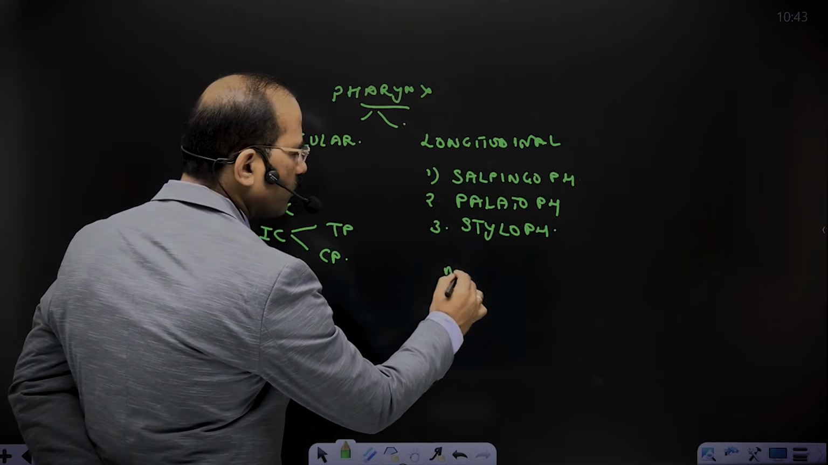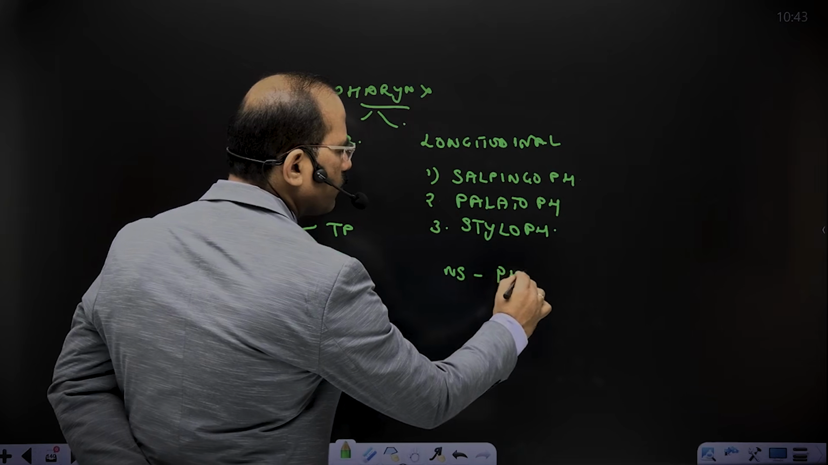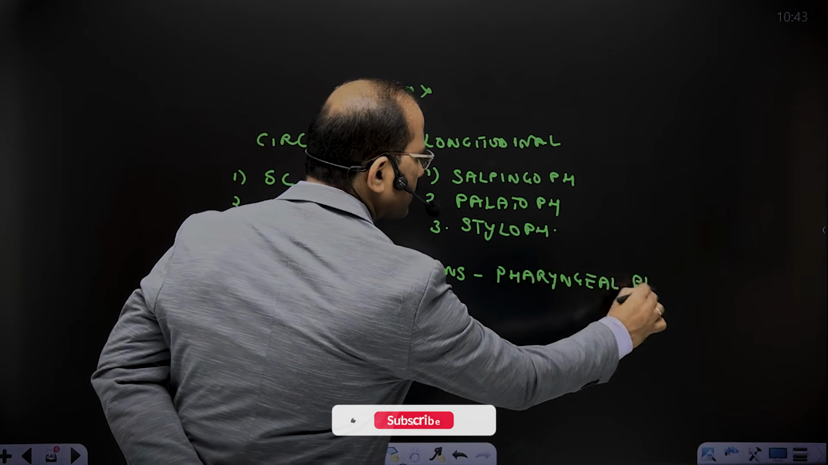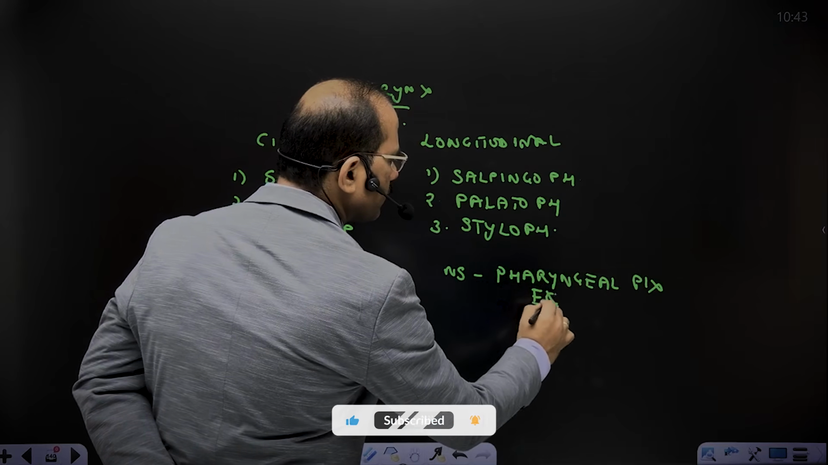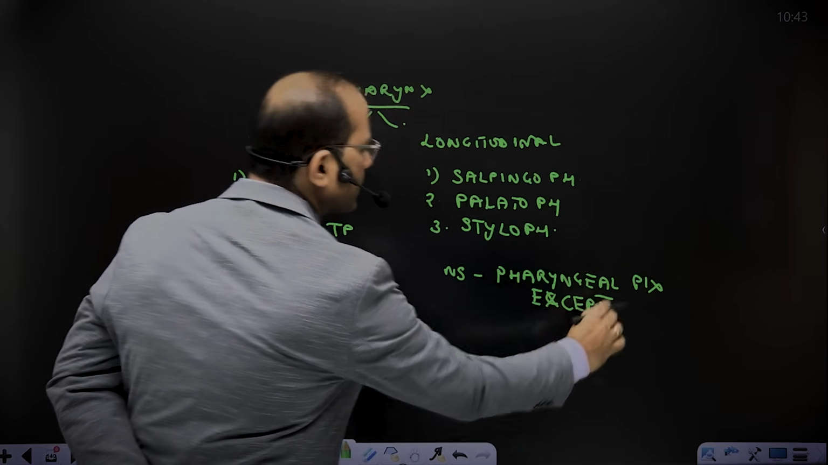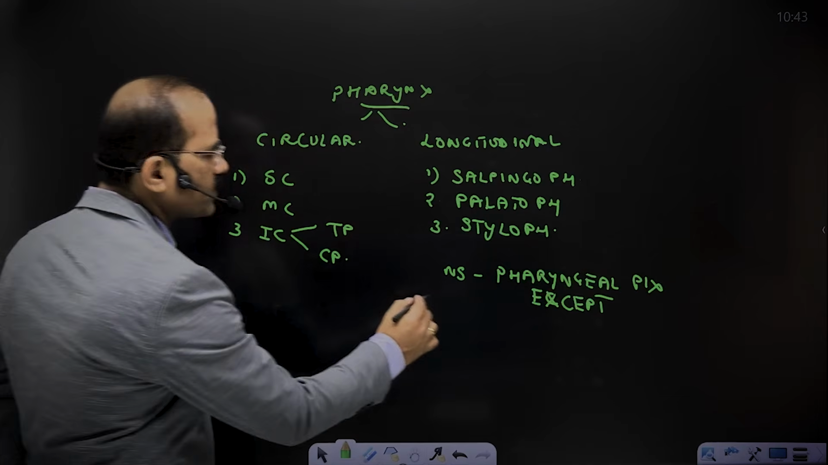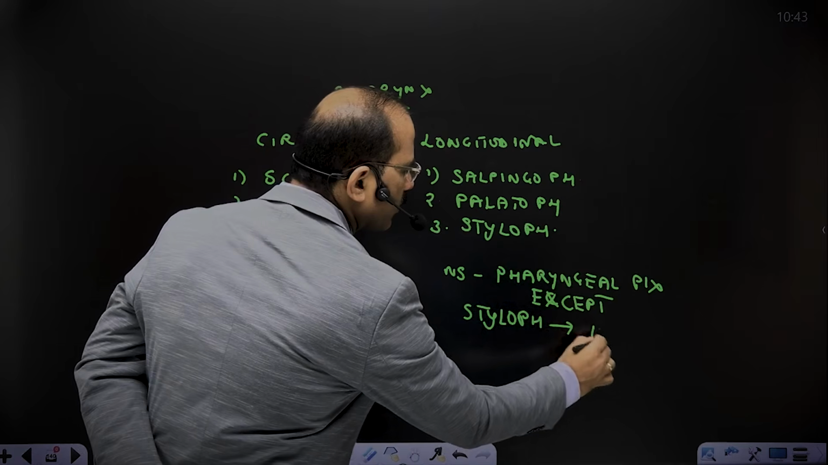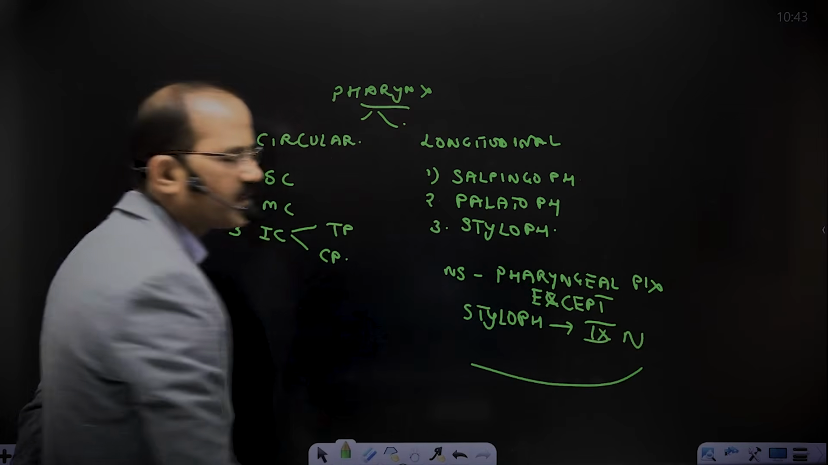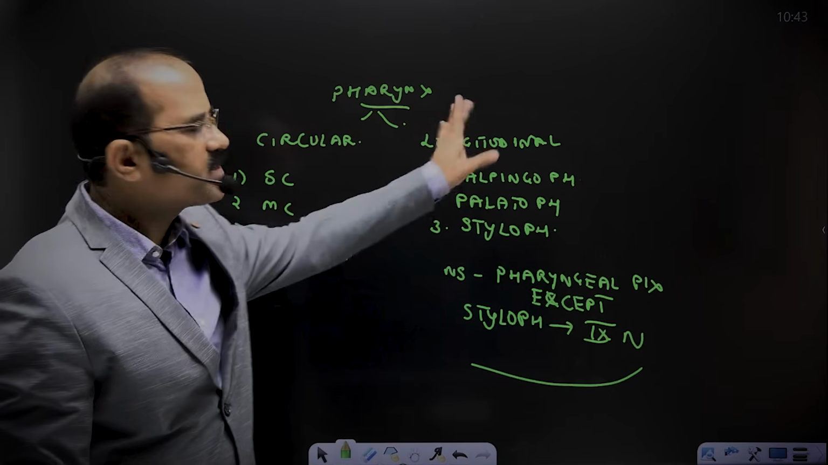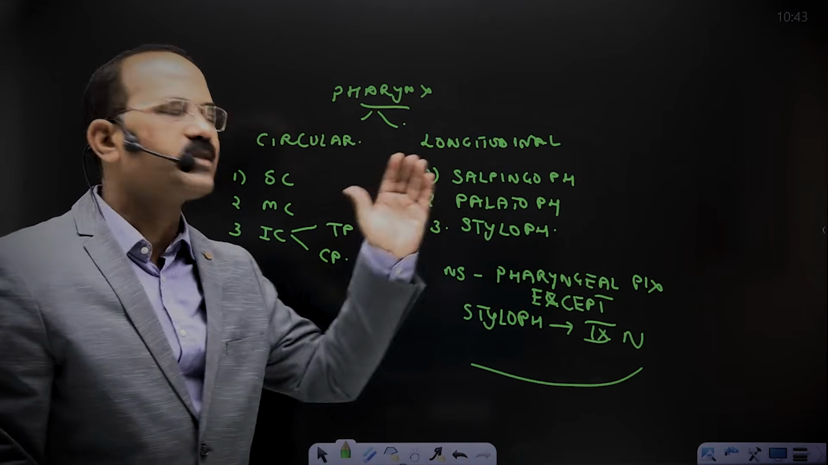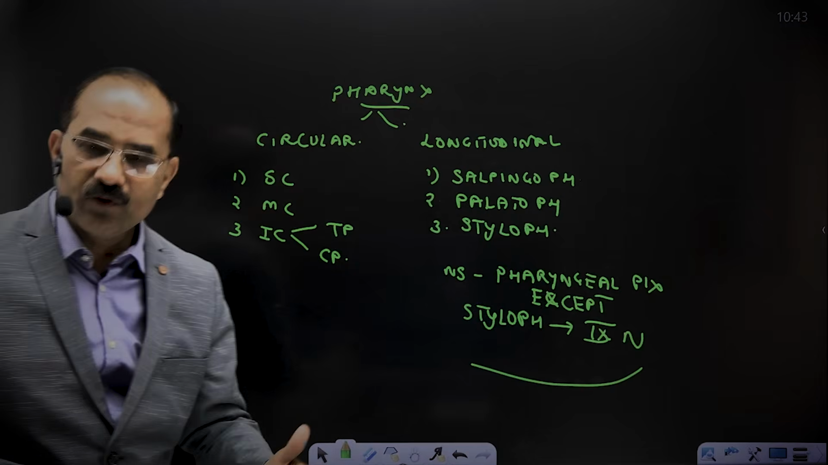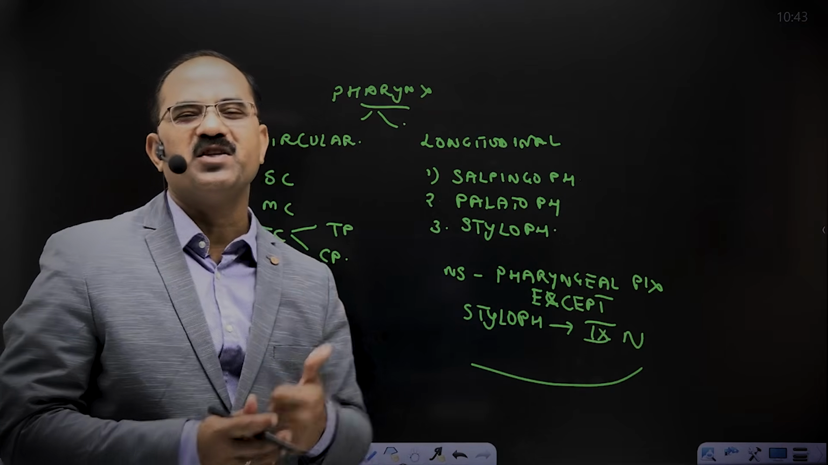The nerve supply of the longitudinal muscles is the pharyngeal plexus, except the stylopharyngeus, which is supplied by the glossopharyngeal nerve. Just remember this, students, that's a very important MCQ. What is the nerve supply of the longitudinal muscle of the pharynx? It is supplied by the pharyngeal plexus, except the stylopharyngeus, which is supplied by the glossopharyngeal nerve.